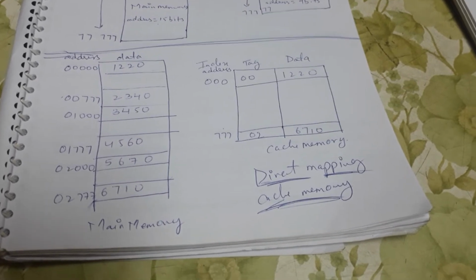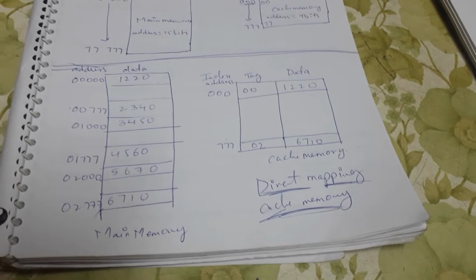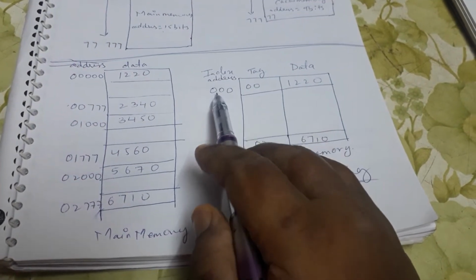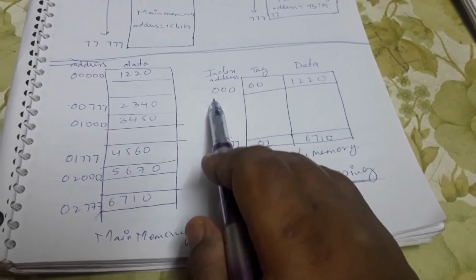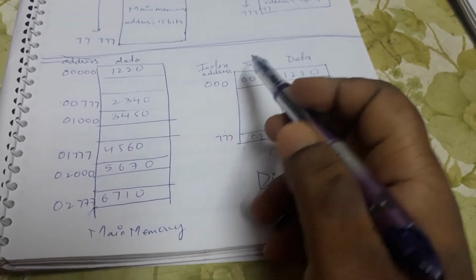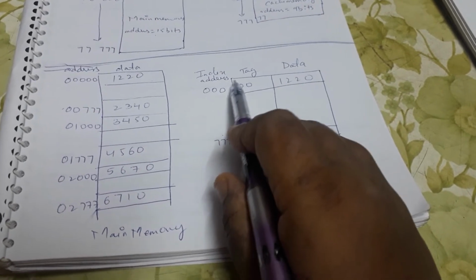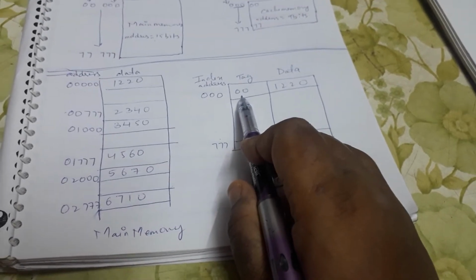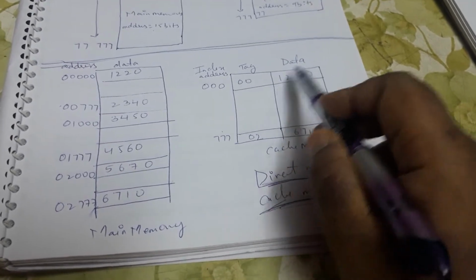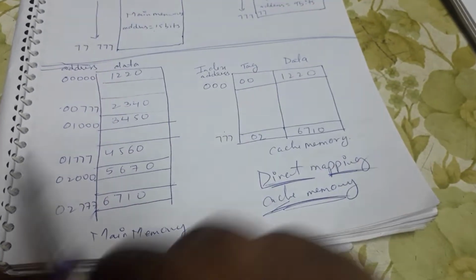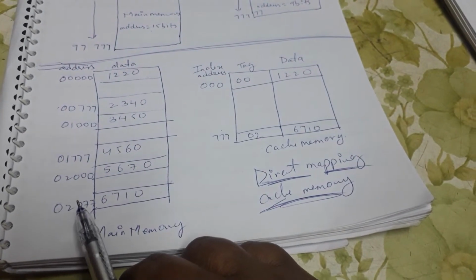When the CPU is asking for any address, first we match the index part of the address. If it is a match, then we check the tag value. If the tag value is also matching, then the corresponding data is sent to the CPU. That is the procedure we follow here.